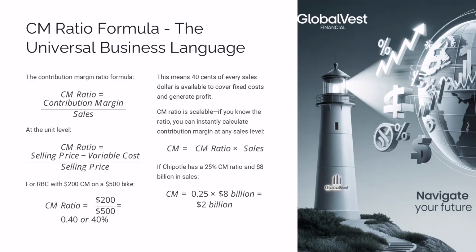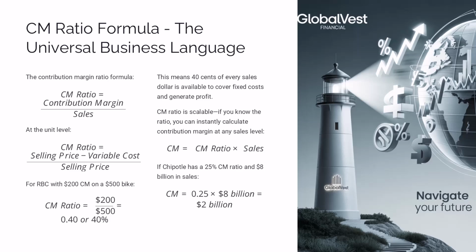The contribution margin ratio formula is CM ratio equals contribution margin divided by sales, which can be calculated at the unit level as selling price minus cost of goods sold divided by selling price, or variable cost divided by selling price, or at the total level as total CM divided by total sales.